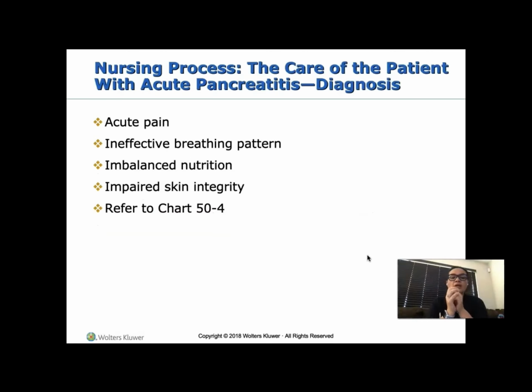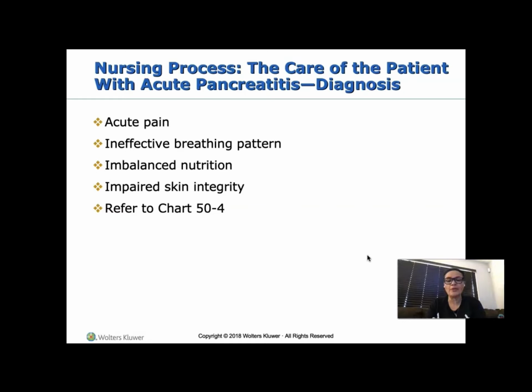All right? These are the priority problems with somebody with acute pancreatitis. These are the biggest ones you're going to see, so let's go over them. Acute pain. It is one of the most painful things somebody can go through. So we need to care for that pain. We're not going to question their pain. It is very, very painful. It is hard to even move.